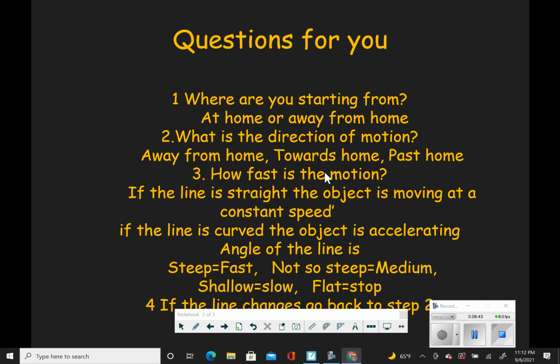How fast is the motion? If the line is straight, the object is moving at a constant speed. If the line is curved, the object is accelerating or slowing down. If the angle of the line is steep, that means it's moving fast. Not so steep is medium, shallow is slow, and flat is stopped. If the line changes, go back to step 2.